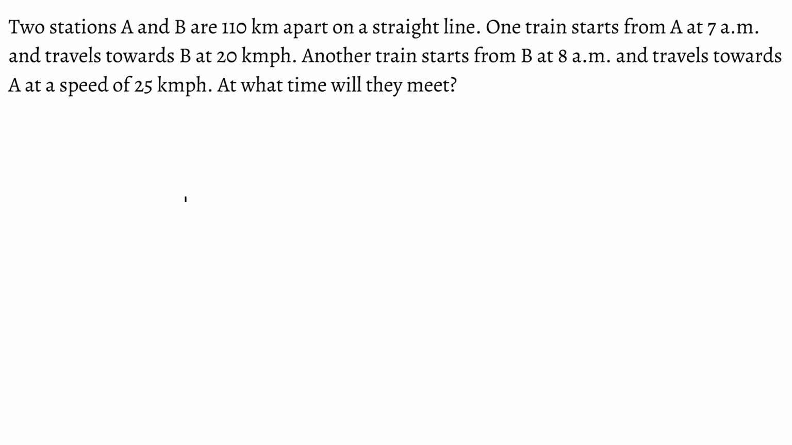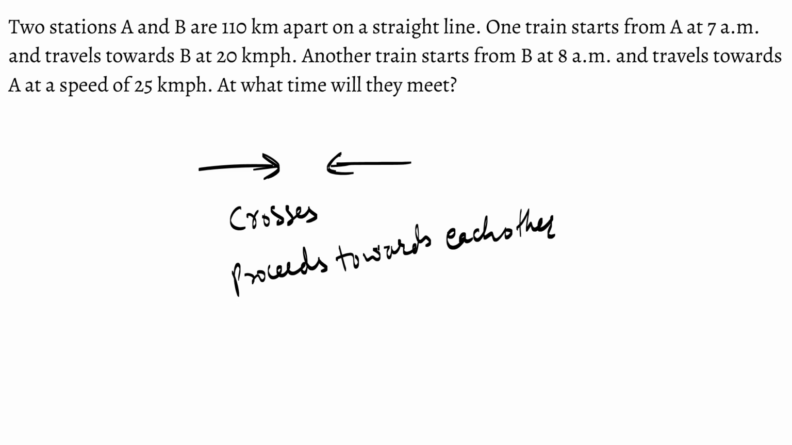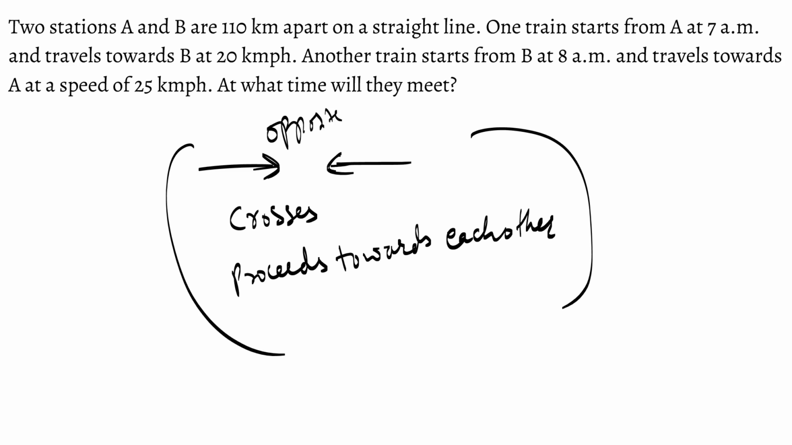Train concept, other terms for opposite, right? When two trains are in opposite directions, instead of being given as opposite, we may also be given as crosses, right? Train 1 crosses train 2, or train 2 crosses train 1, or train 1 and train 2 proceed towards each other. So all these terms are the same. Along with opposite, these three are the same.